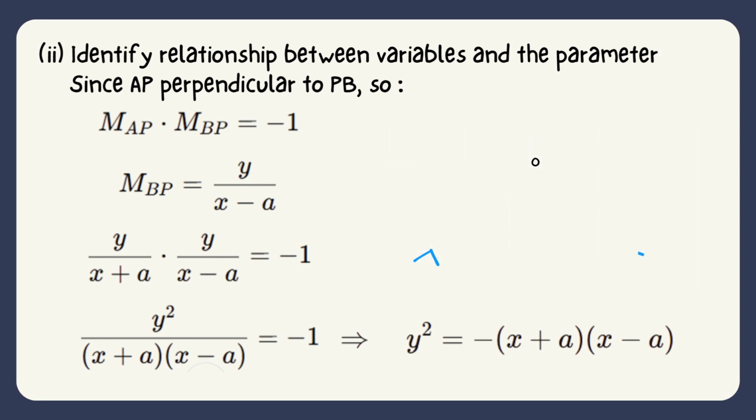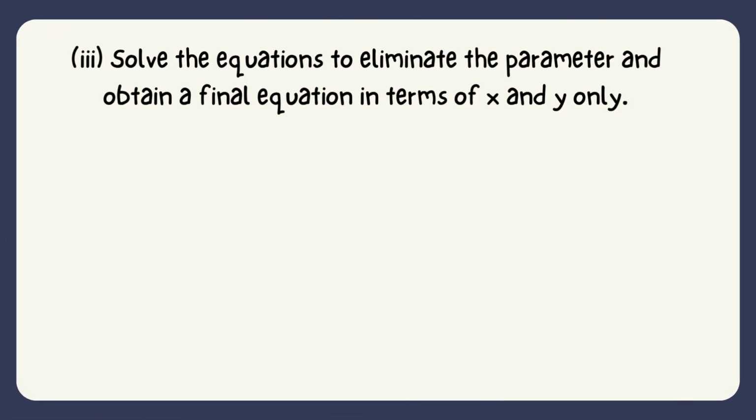Then we solve the equation to eliminate the parameter and obtain a final equation in terms of x and y only. We already got y squared equal to negative of (x plus a)(x minus a). Then we simplify it to get y squared equal to a squared minus x squared.